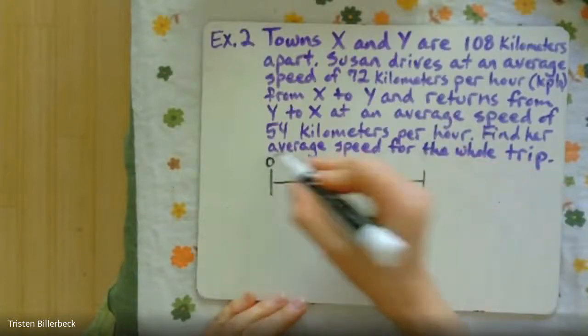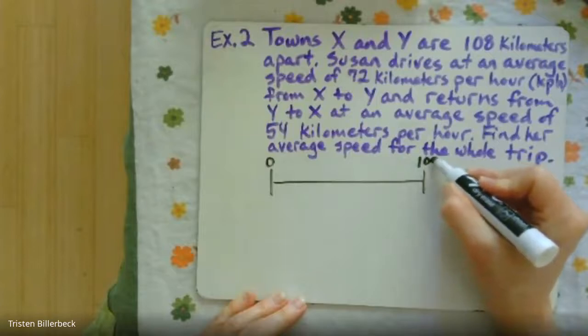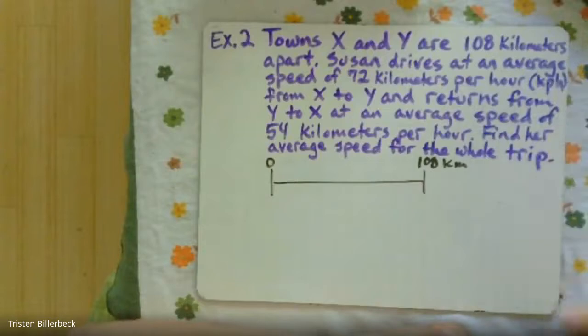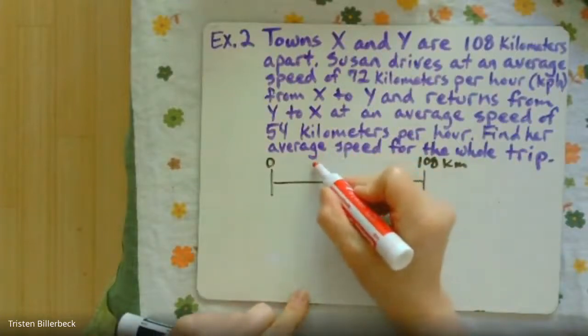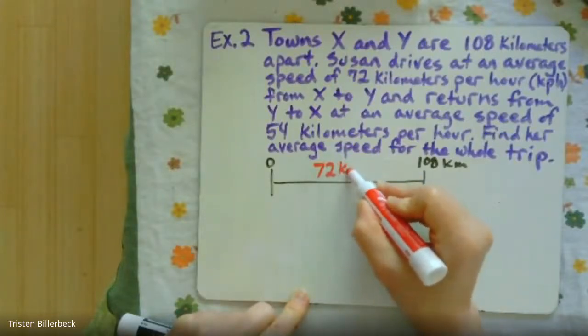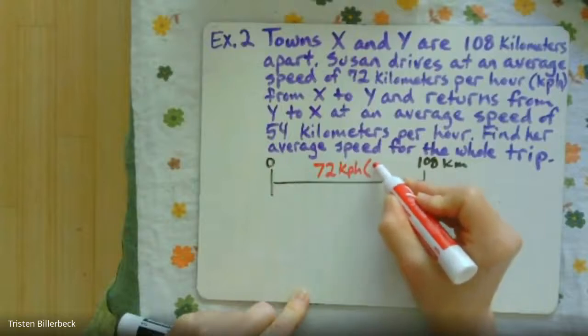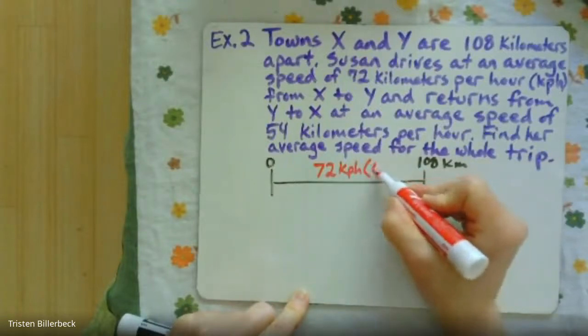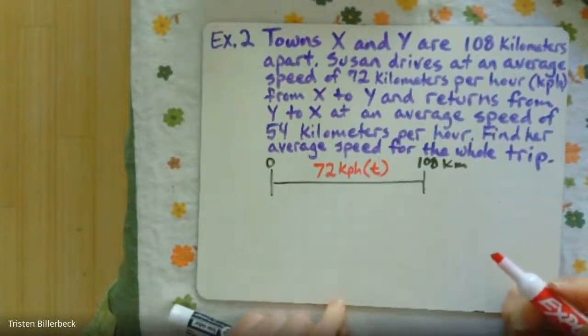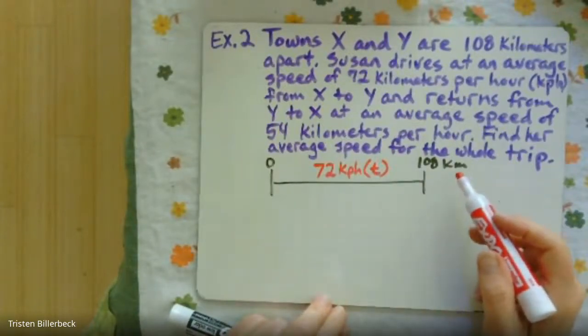So if this is 0, this is 108 kilometers. Okay, so Susan drives at an average speed of 72 kilometers per hour from X to Y, times some time t, which we don't know, and she arrives at 108 kilometers.